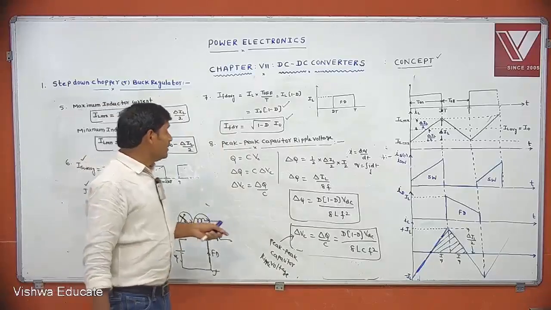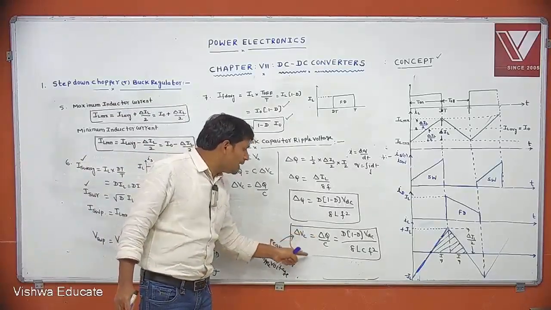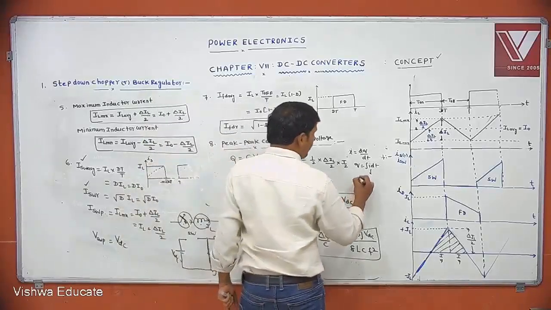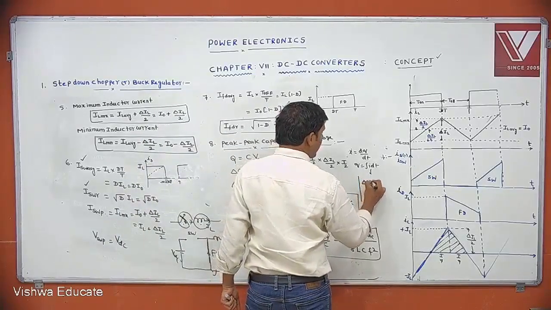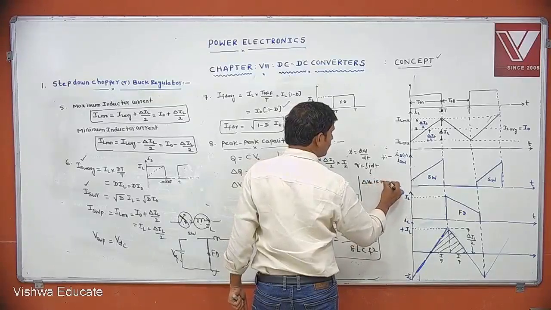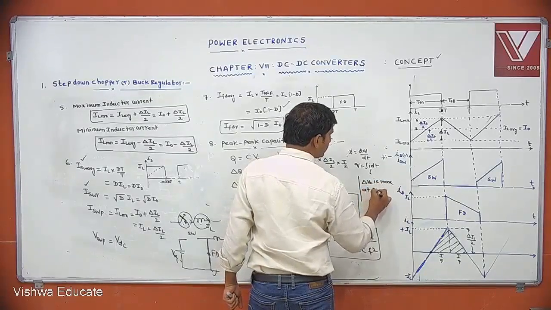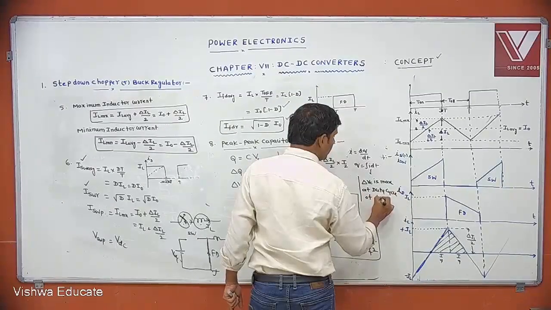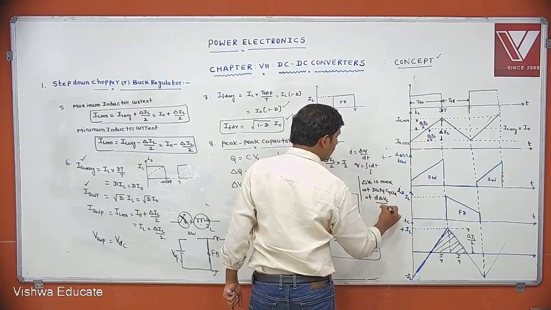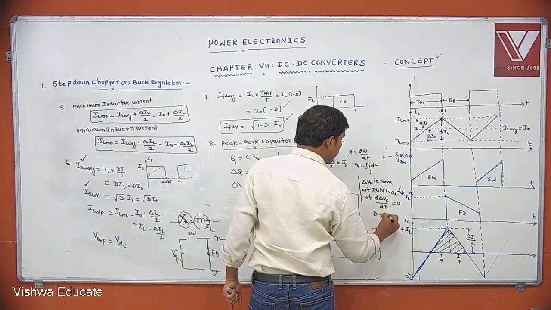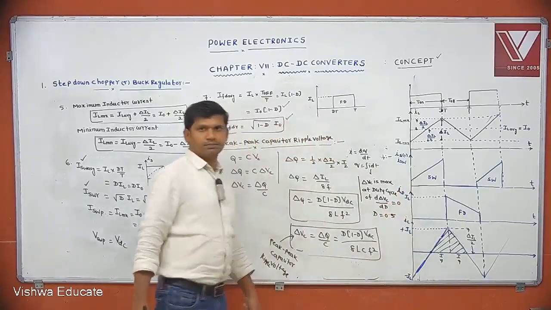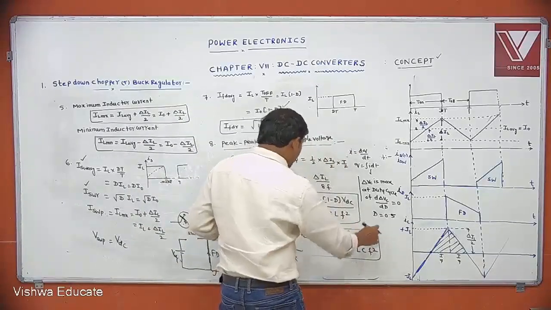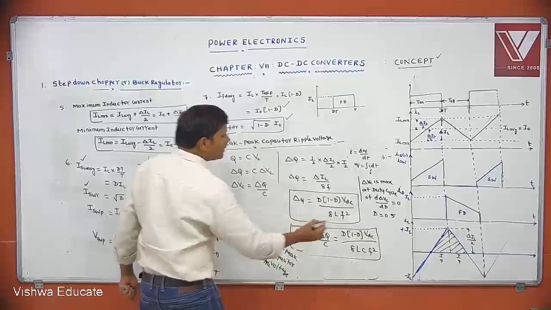Then where is this peak to peak capacitor ripple voltage maximum? If it is asked, delta VC is maximum at what duty cycle? Differentiate delta VC with respect to D equal to 0. Then you get D equal to 0.5. At D equal to 0.5, delta VC is maximum.